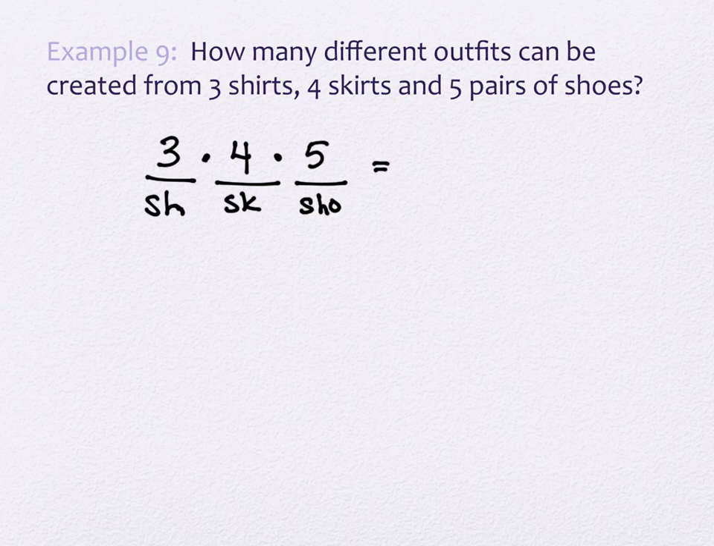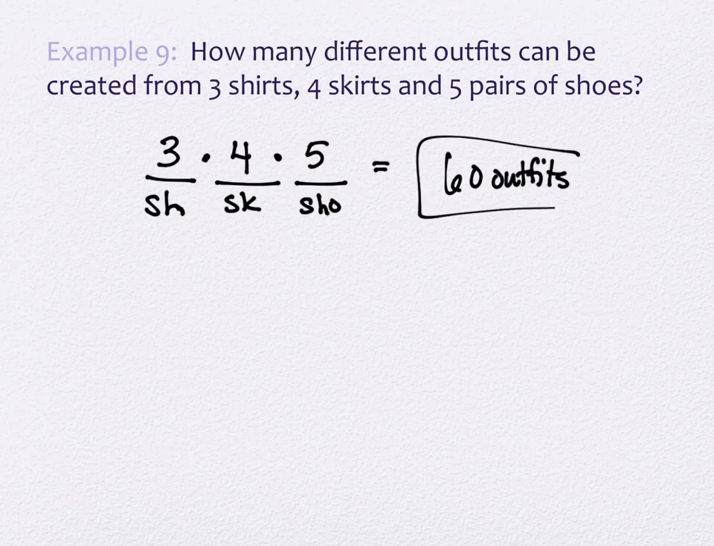So what is 3 times 4 times 5? 60. There are 60 outfits here. Now, do some of them look a lot like other ones? Well, of course they do. But there are 60 different outfits.